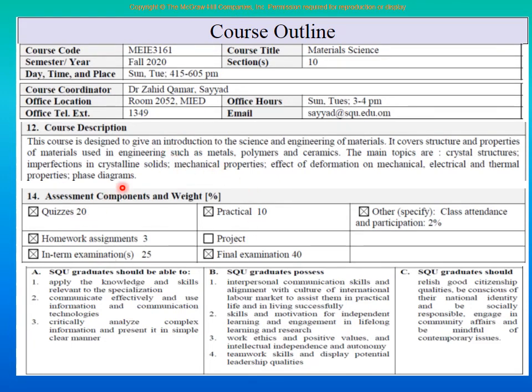This is what you are generally very much interested in. Quizzes about 20%, practical means lab about 10%, class attendance and participation about 2%, homework assignments about 3%, midterm 25%, final 40%. So this is the rough distribution.